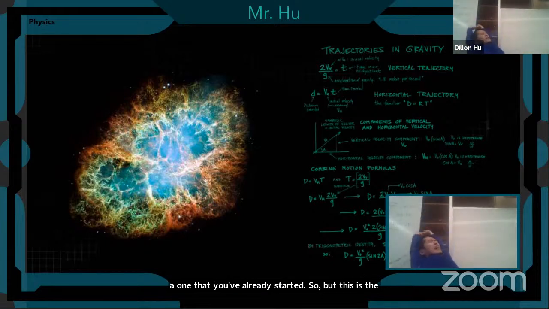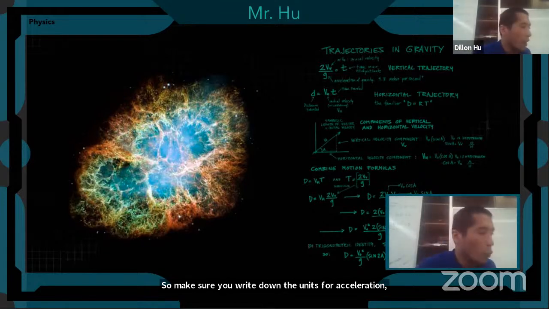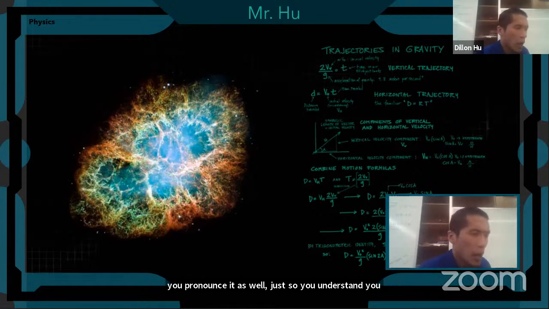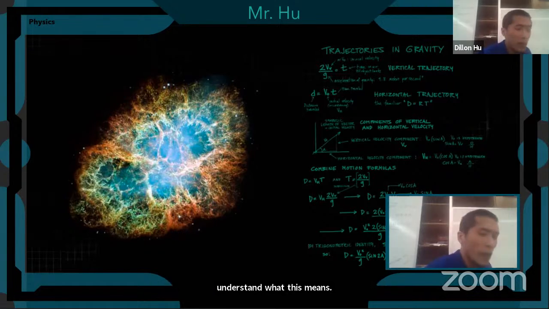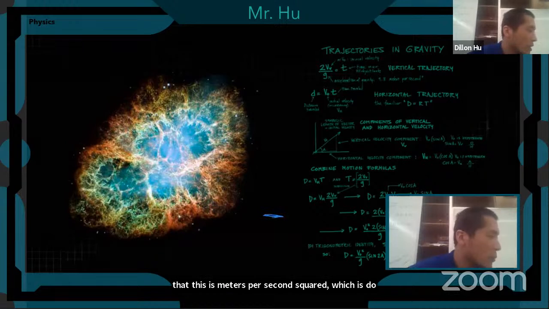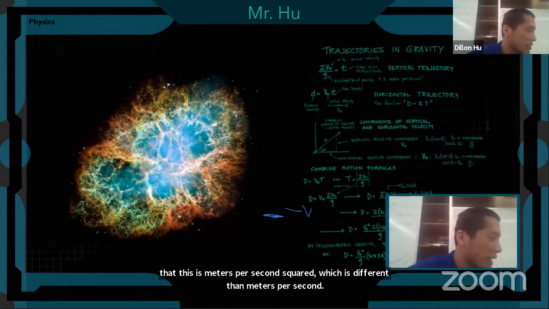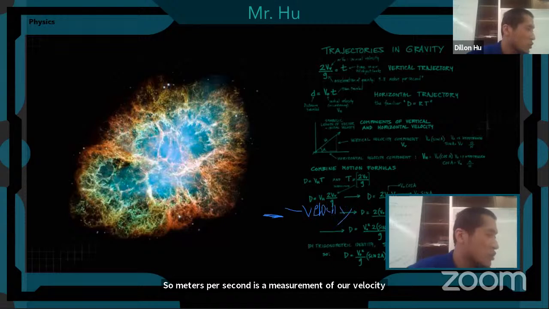So make sure you write down the units for acceleration. I would highly recommend you write down how you pronounce it as well, just so you understand what this means in meters per second squared. One thing I do want to point out is that this is meters per second squared, which is different than meters per second. Meters per second is a measurement of our velocity. Meters per second squared is our measurement of acceleration. So that's another distinction that I would recommend you make.